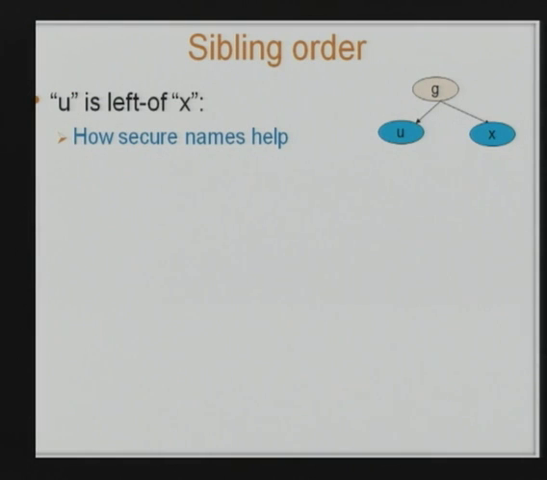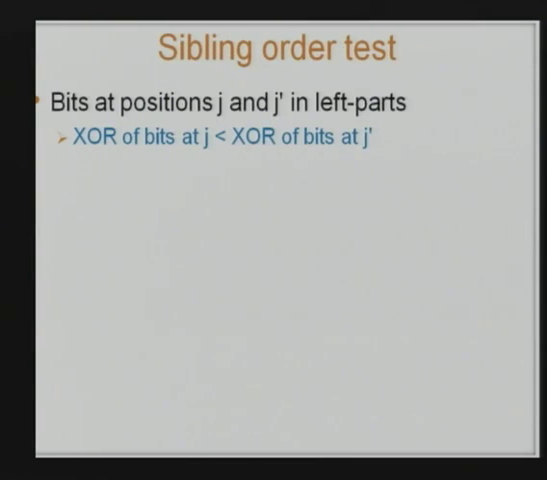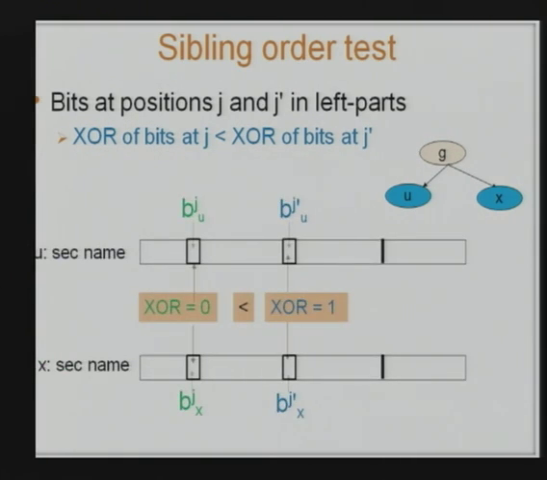Now let us look at this simple tree where U is the left sibling of X. How secure names help is through the notion of the sibling order test. In this test, we find a jth position in the secure names of U and X, and a j prime position in the secure names of U and X. The sibling order test says that if you take the XOR of the jth bits in both of the secure names, and the XOR of the j prime bits, the XOR value of the jth bit should be less than the XOR value of the j prime bits. What that means is that the XOR of the jth bits should result in 0, and the XOR of the j prime bits should result in 1.